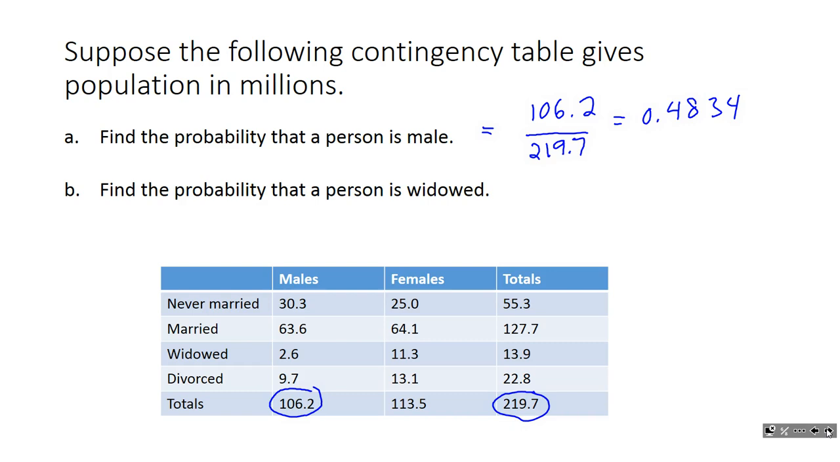Now, second one. Find the probability that a person is widowed. We're just looking at persons, so everyone again. The denominator is 219.7. And we're not talking about just males or just females. We're just talking about all people. Out of those 219 million, notice that the widowed people would be represented by the 13.9. And when I divided that, I got 0.0633. So a relatively small percentage of the population here are widowed.